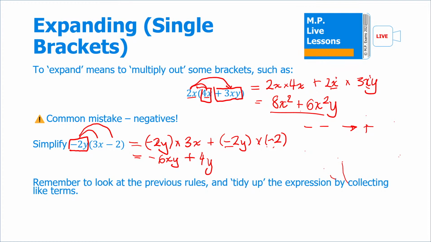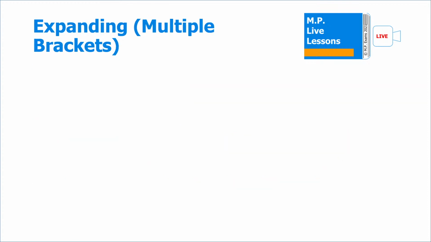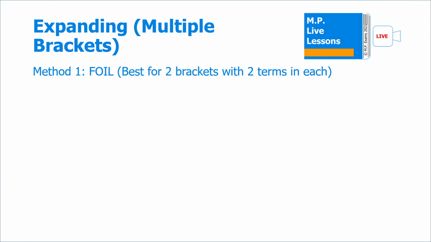And just remember to look at the previous rules, and sometimes you may need to tidy up the expression by collecting like terms. You may have more than one set of single brackets. Now, for expanding multiple brackets, you could use one or two methods. So method 1 is FOIL, which is best for two brackets with two terms in each.